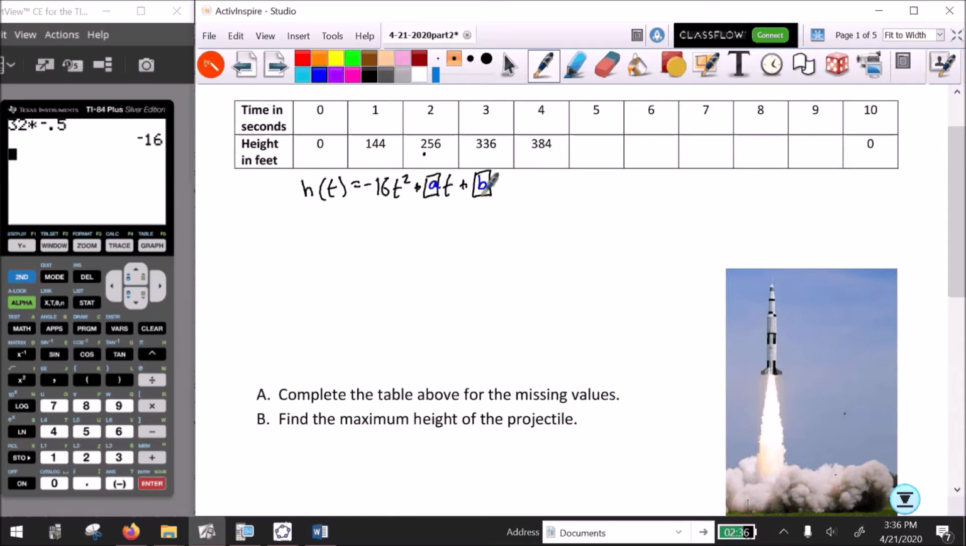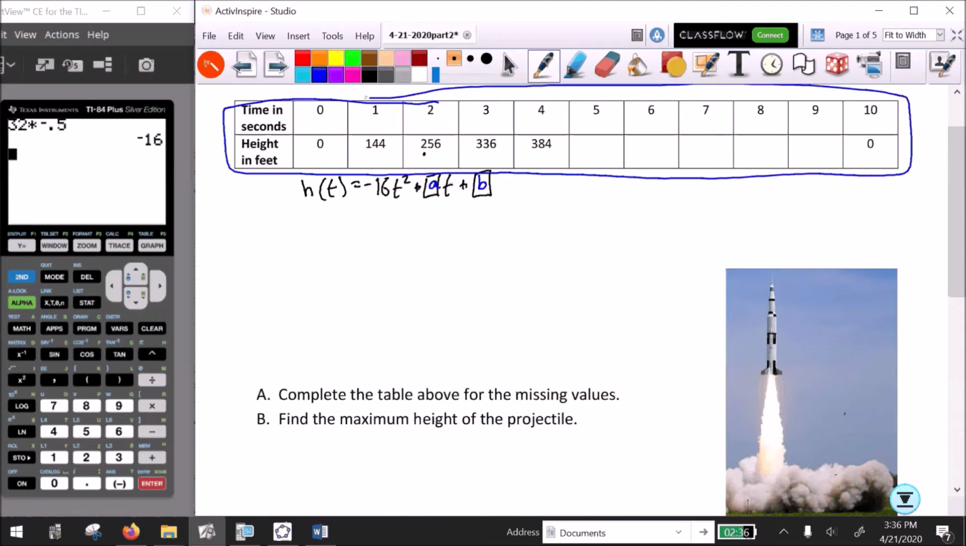Now luckily we have access to this table up here with some nice known values of t and h, and we're going to make use of that. We know that at 1 second, the height of our projectile is 144 feet. So I'm going to go ahead and replace the height with 144. Replace t with 1.